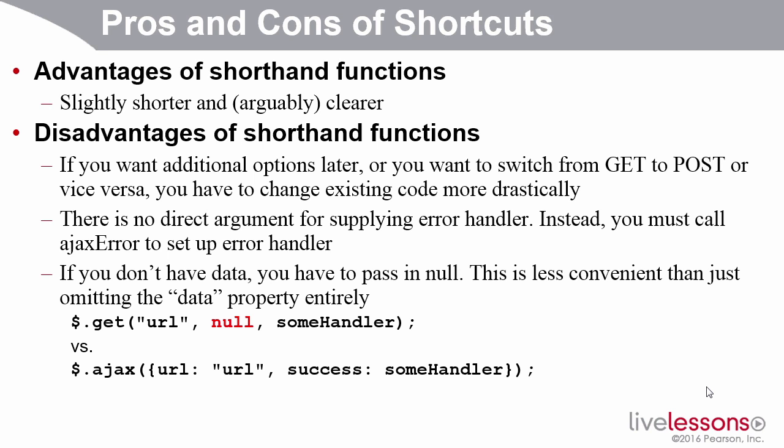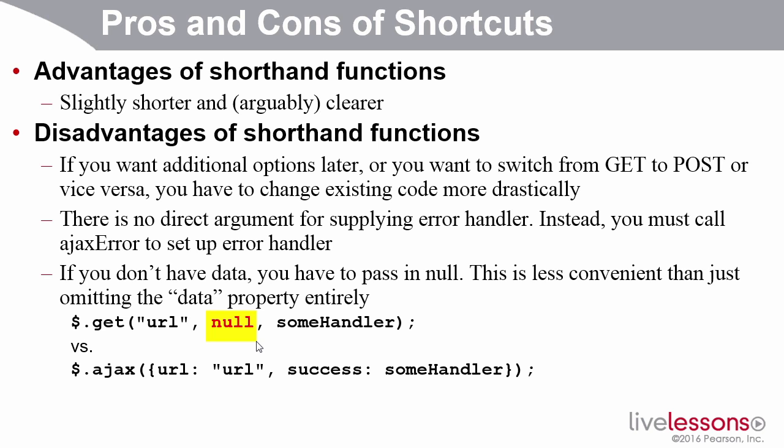And then if you're accessing a URL that doesn't take any parameters, with $.Ajax, you just omit the data property. You just don't say anything about the data property. Whereas with $.get and $.post, since the handler function is the third argument, you have to pass something in as the second argument, and so you tend to pass in null. You know, it's not really any longer. The top way is still shorter than the bottom way, but it just looks a little bit uncomfortable.